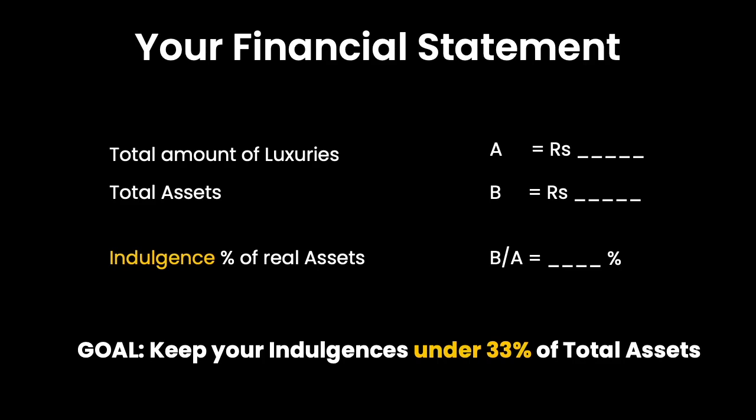So to understand this, understand how much you have as indulgence assets (A) and the total asset amount (B). Divide A by B to get the percentage of your assets that are actually indulgences. And vice versa, you'll understand how much of your assets are actually true assets. And again, the goal here is to keep your indulgences below 33% of your total assets. And of course, the lower that percentage is, the faster your assets will grow.